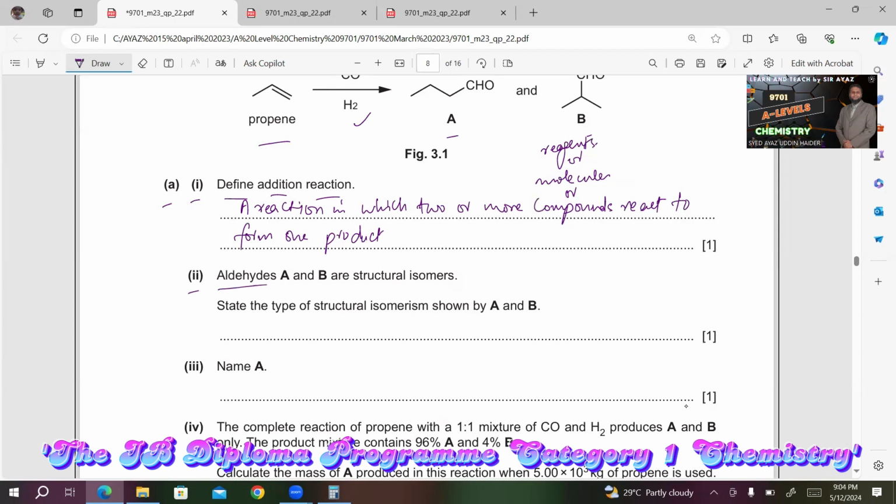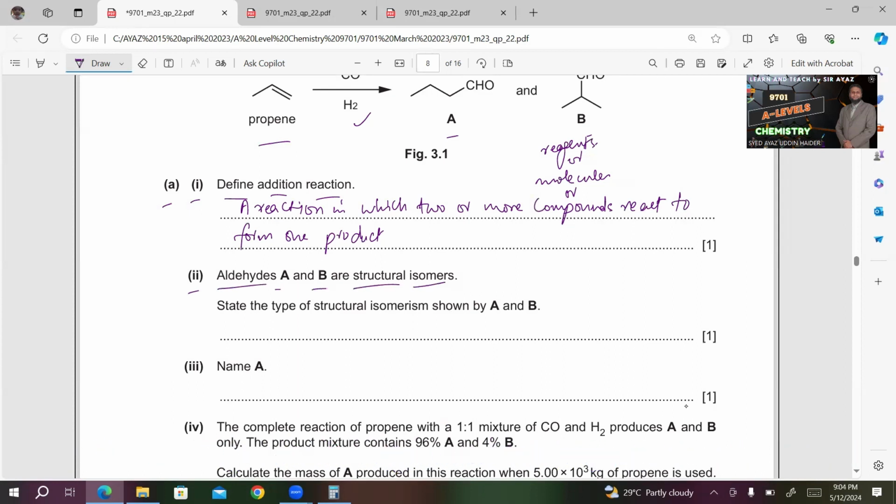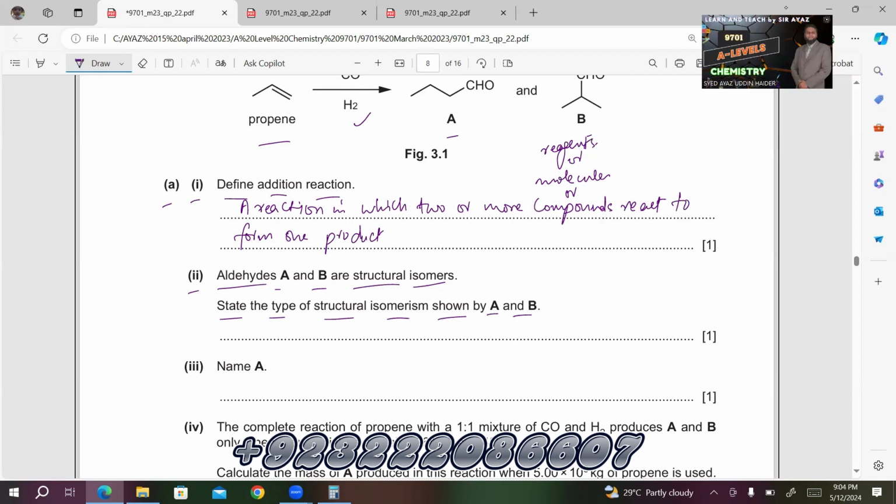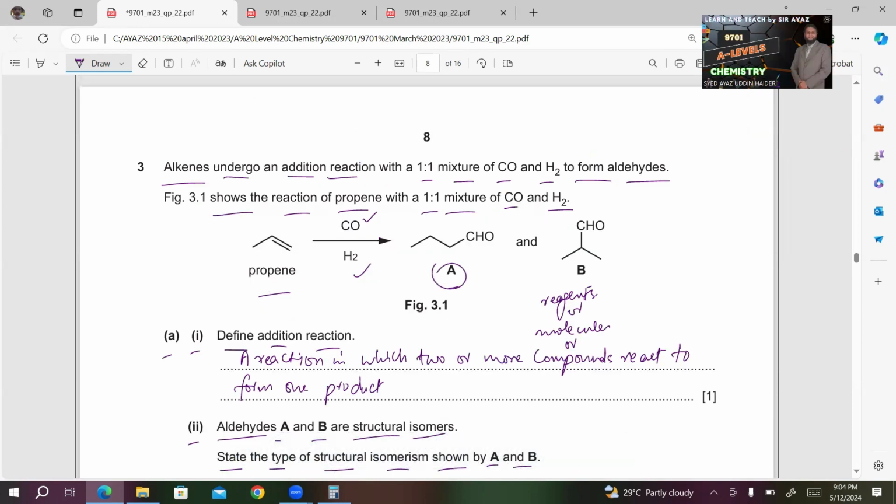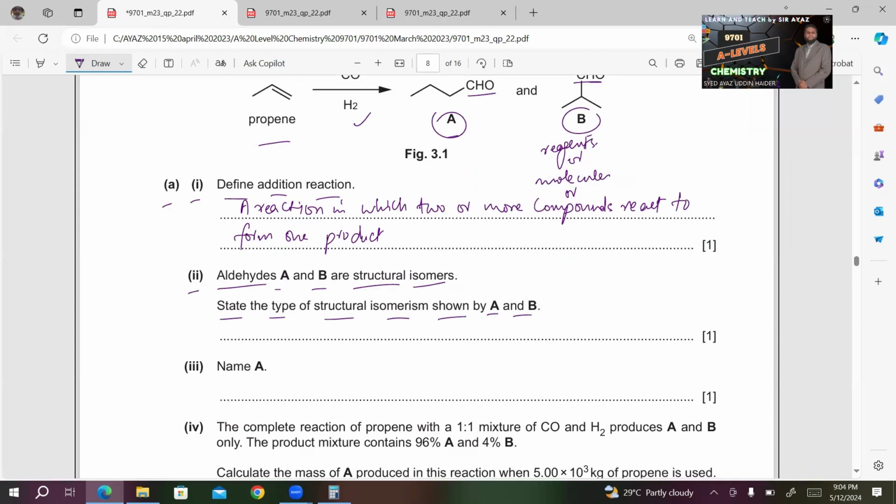Number 2, aldehydes A and B are structural isomers. State the type of structural isomerism shown by A and B. You look at the structure, A and B both have same functional group. CHO is the functional group for aldehyde. So it must be positional isomerism. Positional isomerism is the one which have same molecular formula but different position of the functional group. So you write positional isomerism.